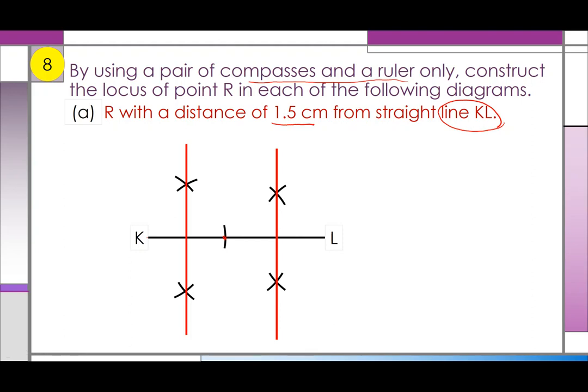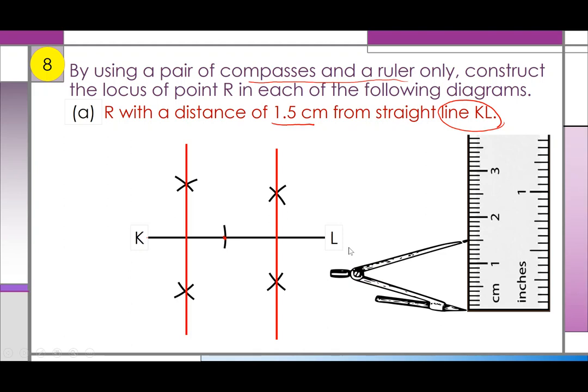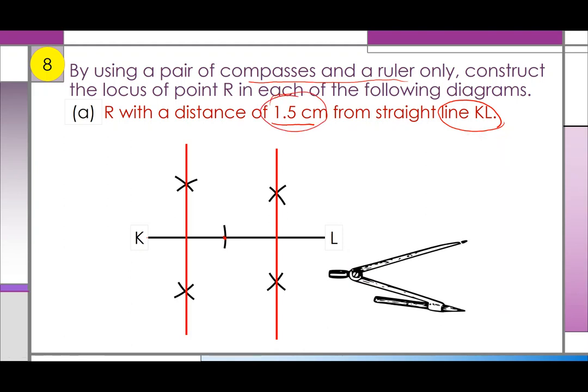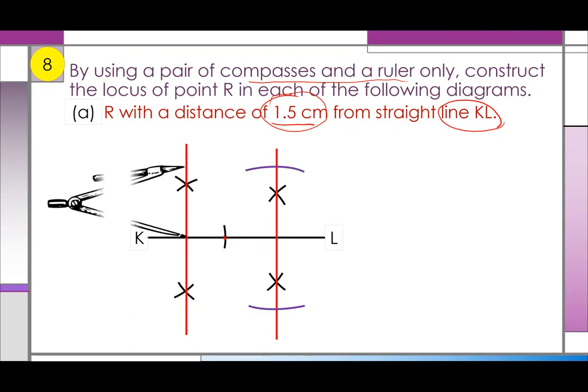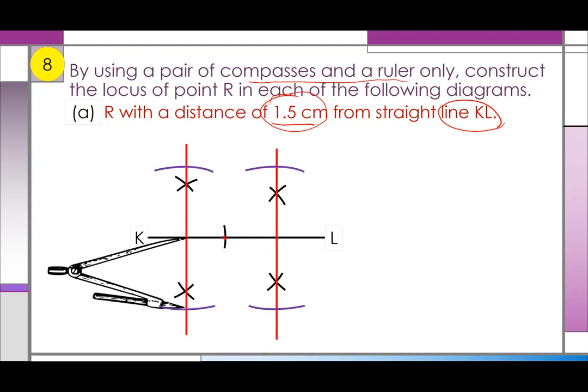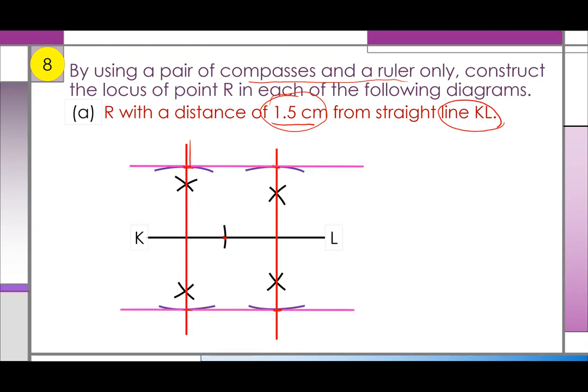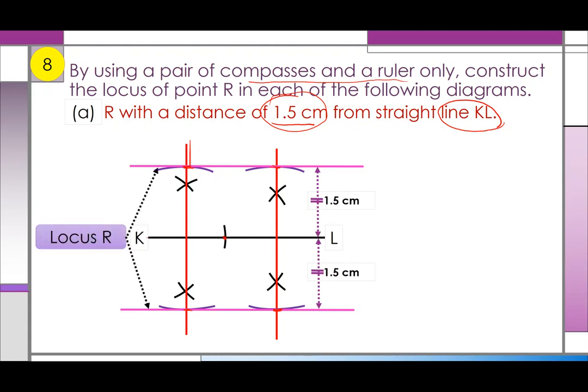Now you just use a ruler. Measure 1.5 cm. Okay, 1.5, don't move, all is 1.5. 所以呢，你就画一条线从这里的点，经过这里的点，这样子我们才可以说这两条是 parallel line 来的。So, R is a parallel line. It's 1.5 cm from the straight line KL. So this is our locus R. You must use compasses and ruler. Okay?